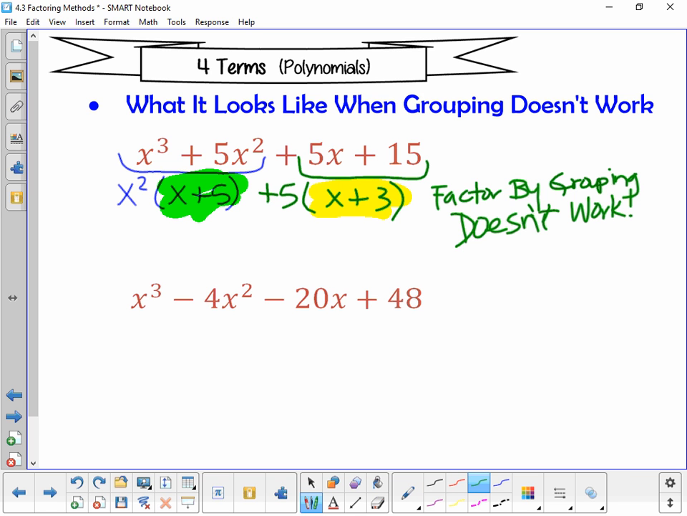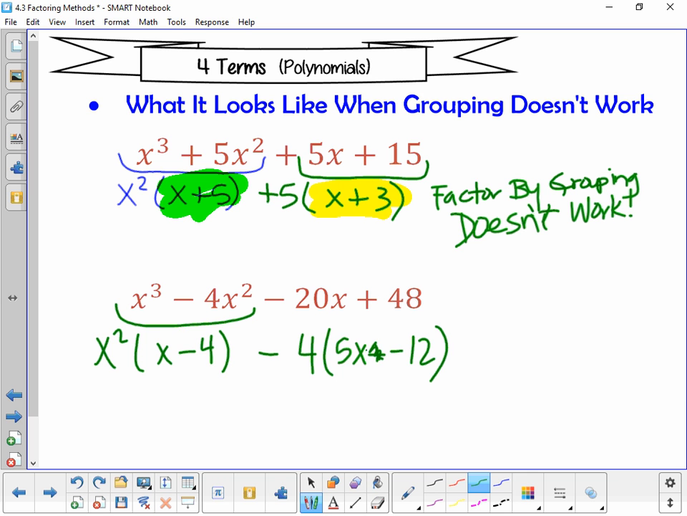One more just to show you what it looks like when it doesn't work. This factors as an x squared times x minus 4. This factors as a 4 times 5x plus minus 12. And you can see that we don't have a same binomial here. So we are done. The factor by grouping did not work.